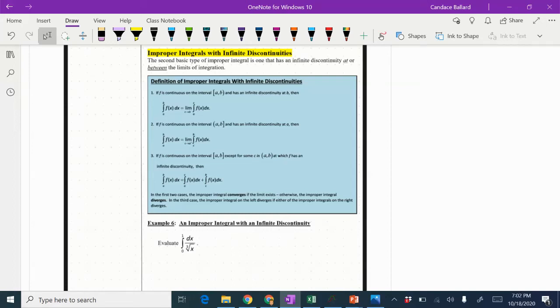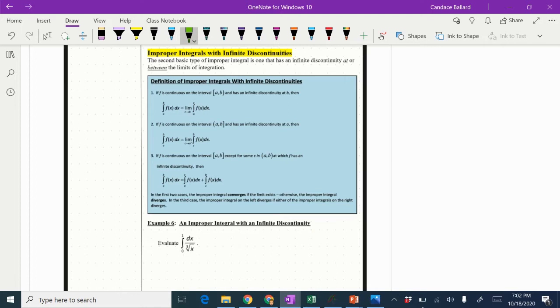We're going to continue topic 6.13, and we're going to talk about improper integrals with infinite discontinuities. This is the second basic type of improper integral, and it has an infinite discontinuity at or between the limits of integration. So rather than in the middle somewhere, I'm sorry, it is in the middle somewhere.